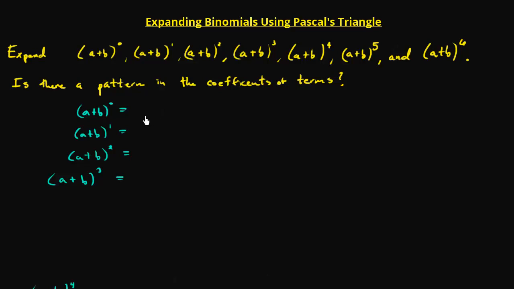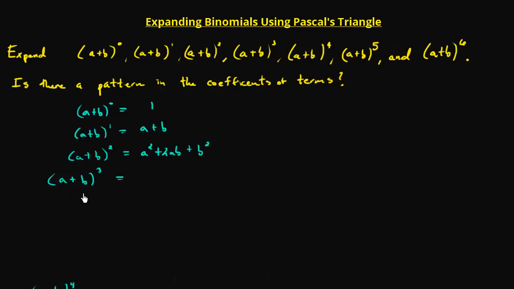Suppose we have (a + b) to the power of 0. Well, that would just be 1. (a + b) to the power of 1 is just a + b. And (a + b) to the power of 0 is 1 only if a + b is non-zero. So then we have (a + b) squared, and we already know how to square a binomial. It's a squared + 2ab + b squared.